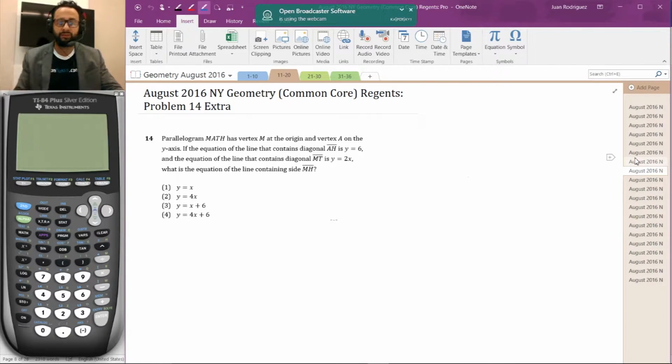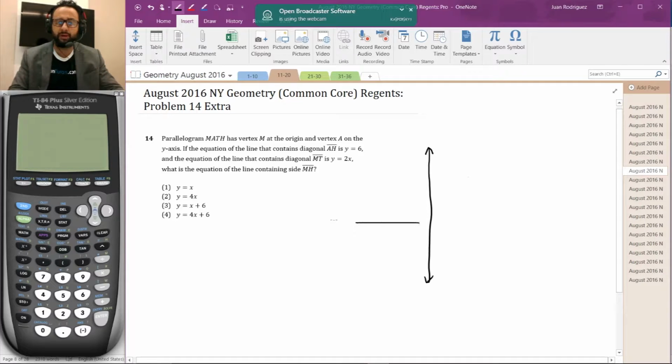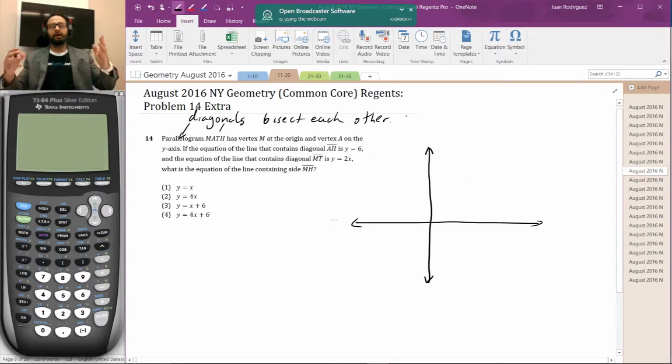Draw a diagram is my next piece of advice. So if you didn't think of drawing a diagram, then definitely pause the video now and try it. So I'm going to draw a diagram. Now the thing to know about the diagonals of a parallelogram is that the diagonals bisect each other. When you draw the diagram, that'll allow you to get the coordinates of some of the remaining points.